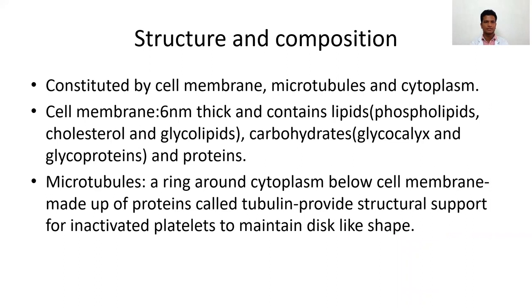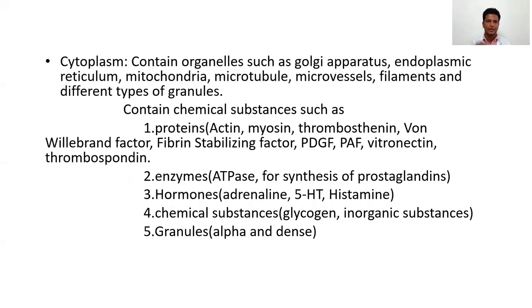The structure and composition of platelets is constituted by the cell membrane, microtubules, and cytoplasm. The cell membrane is 6 nanometers thick and contains lipids, phospholipids, cholesterol, and glycolipids, carbohydrates, glycocalyx and glycoproteins, and proteins. Microtubules form a ring around the cytoplasm below the cell membrane, made up of a protein called tubulin, and provide structural support for inactivated platelets to maintain the disc-like shape.